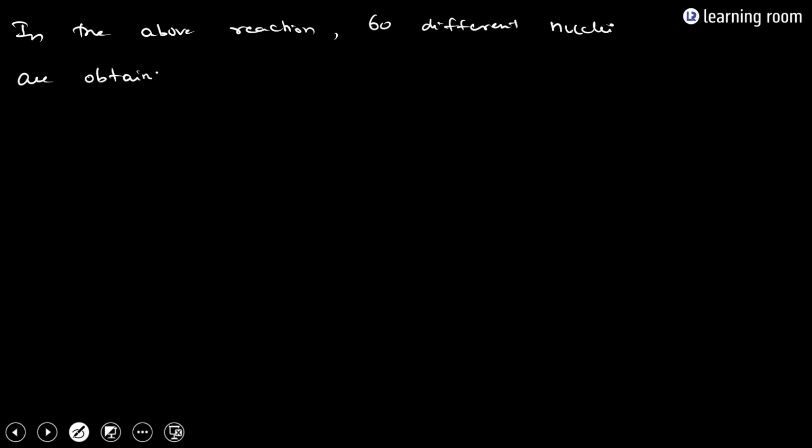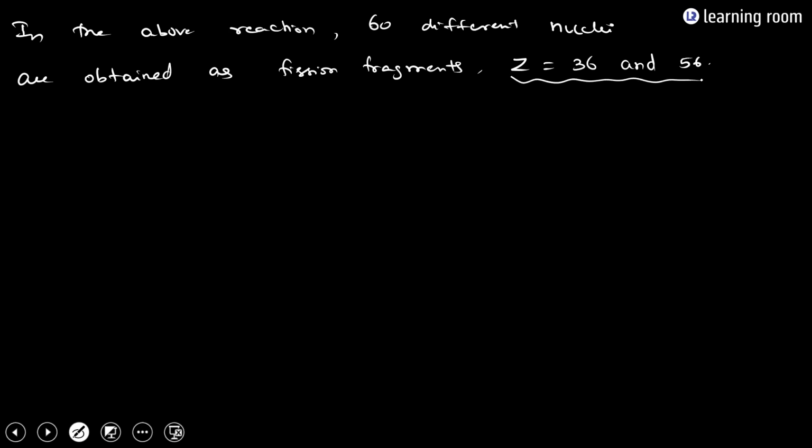Here, it was observed, right? So I wrote the above reactions. In the above reaction between uranium 235 and a neutron, it was observed that 60 different nuclei got produced. So what happened in the above reaction? 60 different nuclei are obtained as fission fragments, and they have the atomic number ranging between 36 and 56.